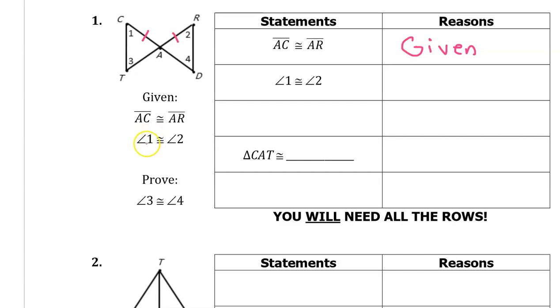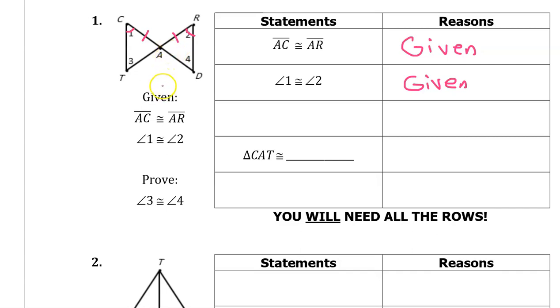Next, we are given that angle 1 is congruent to angle 2. So the reason, of course, will again be given, but let's mark those. So angle 1 is congruent to angle 2. Well, guys, that's it for the given. So it's time to look for something that we can mark automatically.